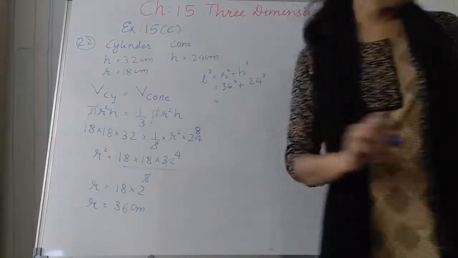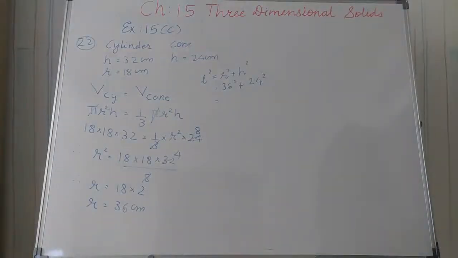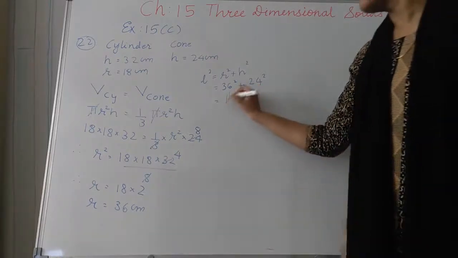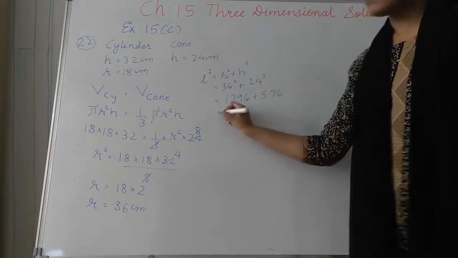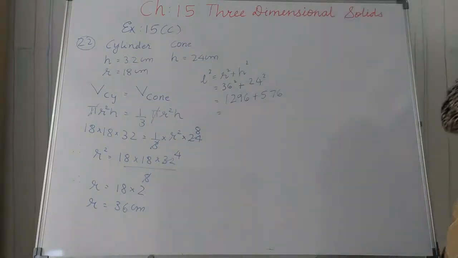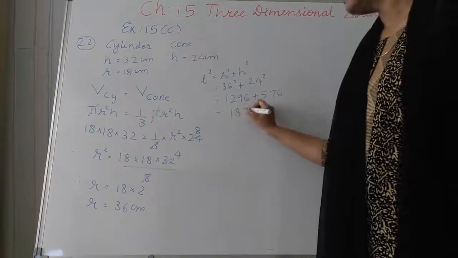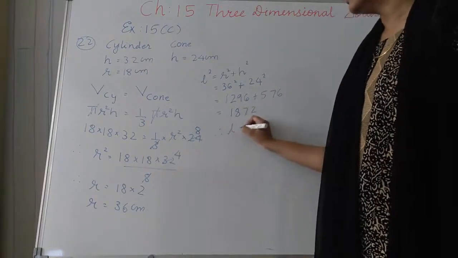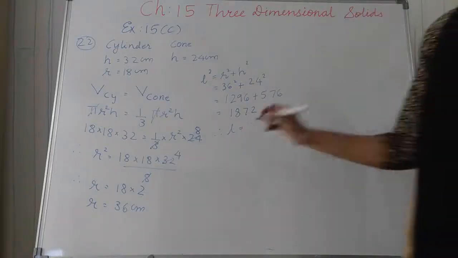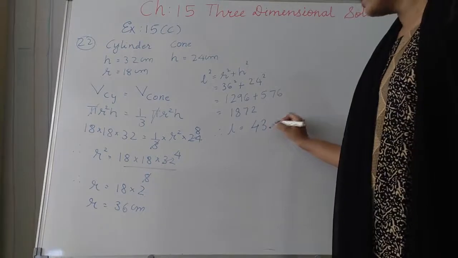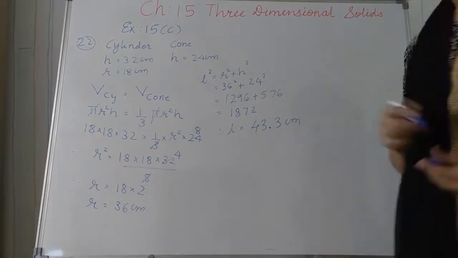So here let us find 36 square, everyone. So taking 36 into 36, what we found is 1296 and 24 square is 576. So by adding them, we get 1872. And taking square root on both the side, 1872 also you can take square root. So we get 43.3 up to one place of the decimal in centimeter.